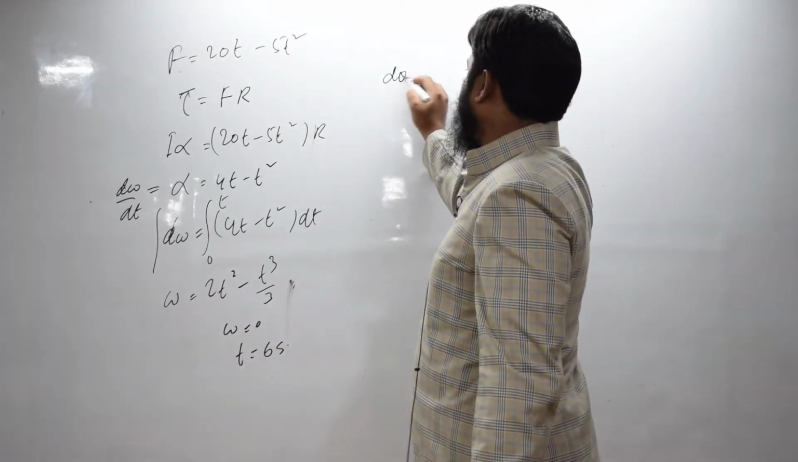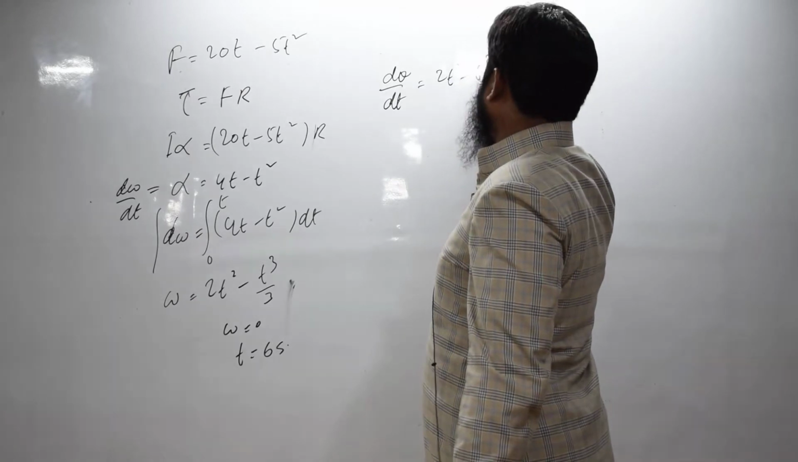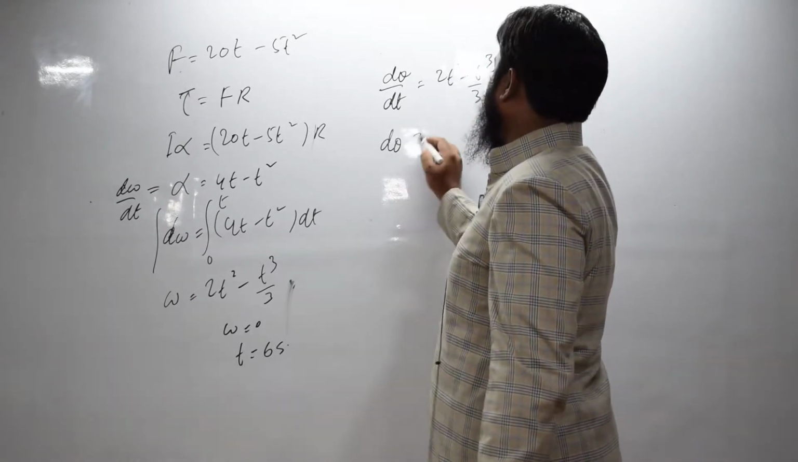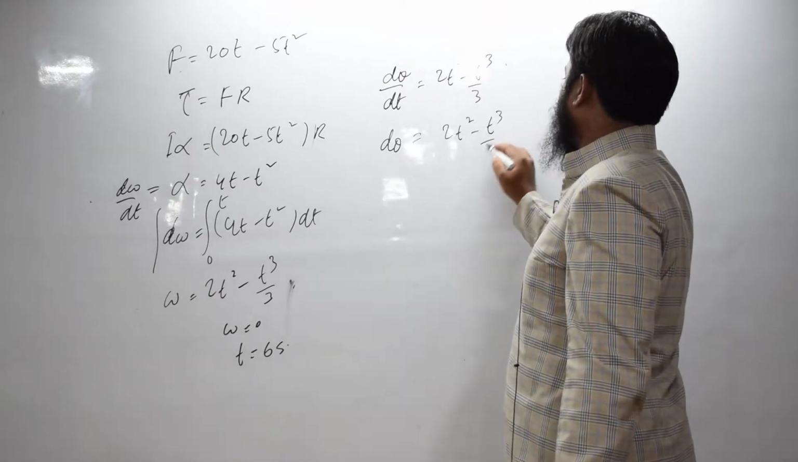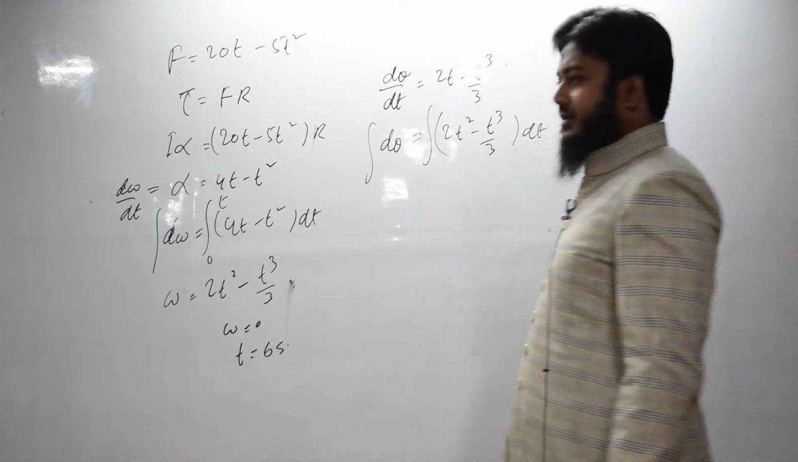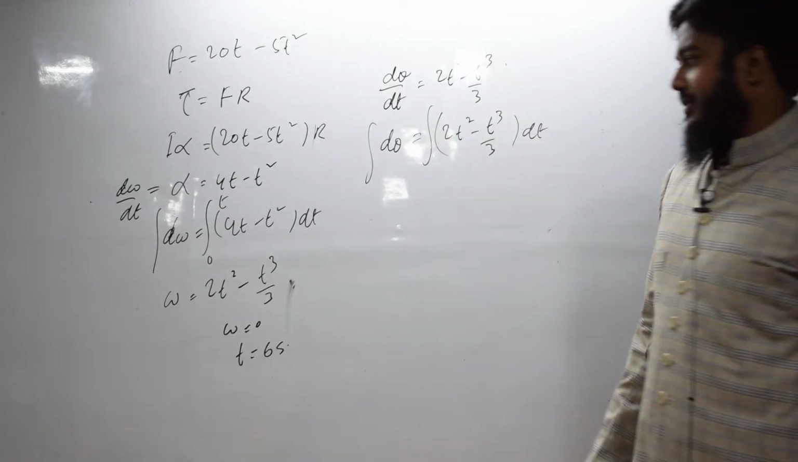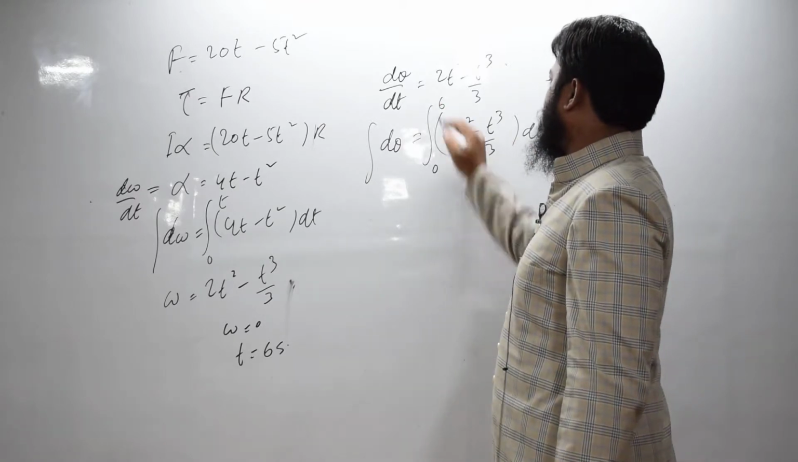Omega can be written as dθ/dt, which is 2t² − t³/3, or dθ can be written as (2t² − t³/3) dt. When you integrate this, you find the angular displacement. So, you have to integrate this from 0 to 6.